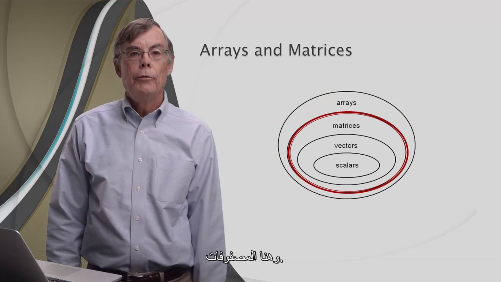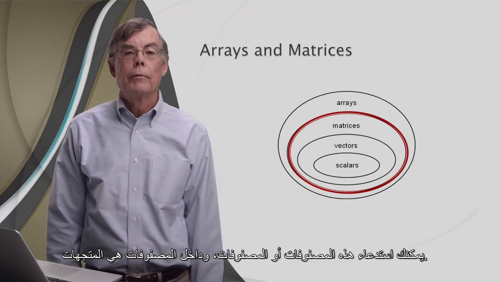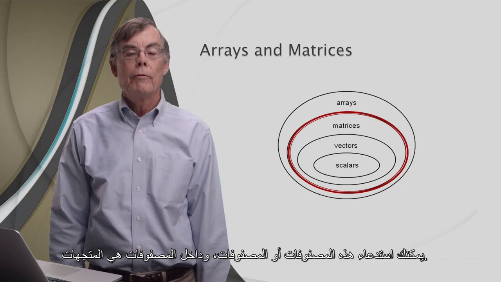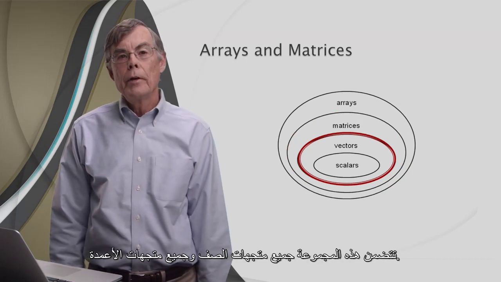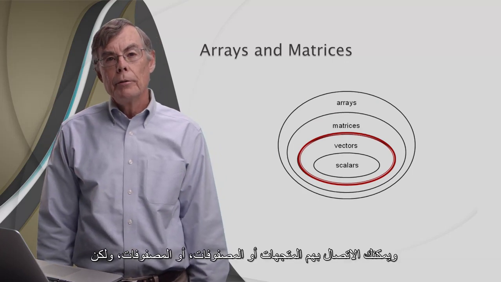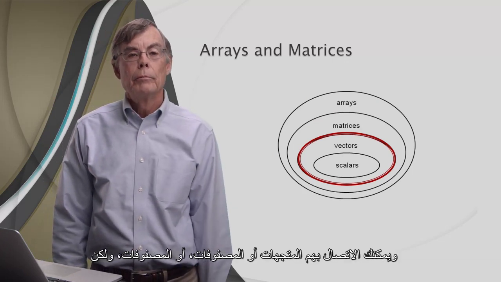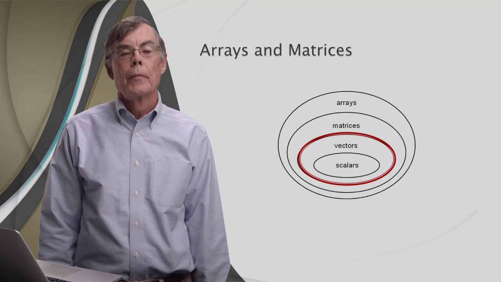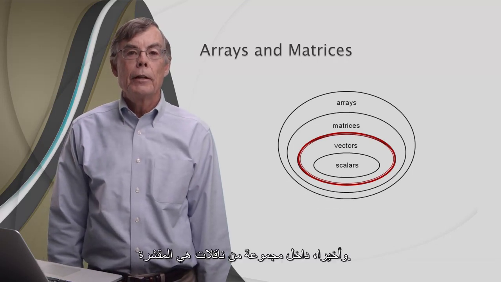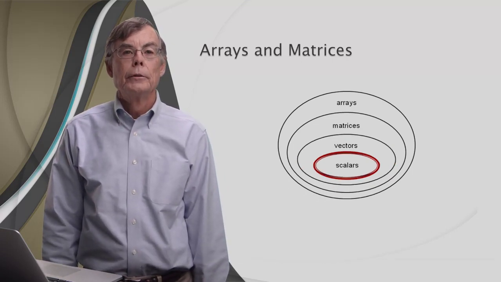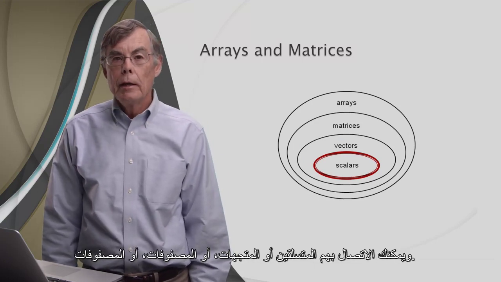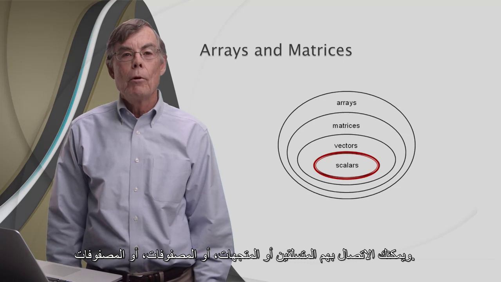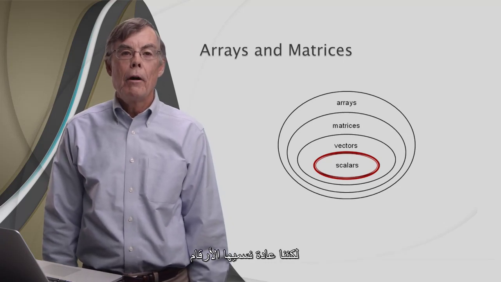Here are the matrices. You can call these matrices or arrays, and inside the matrices are the vectors. This set includes all row vectors and all column vectors, and you can call them vectors or matrices or arrays, but we usually call them vectors. And finally, inside the set of vectors are the scalars. These are the one-by-one matrices, and you can call them scalars or vectors or matrices or arrays, but we usually just call them numbers.